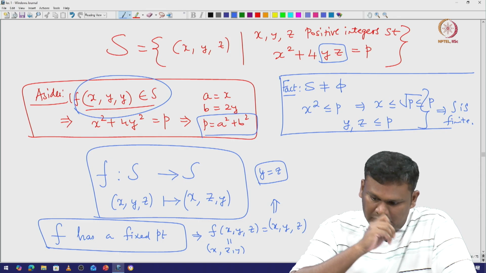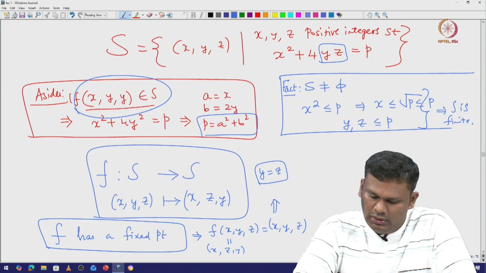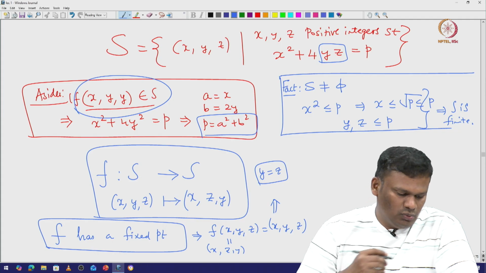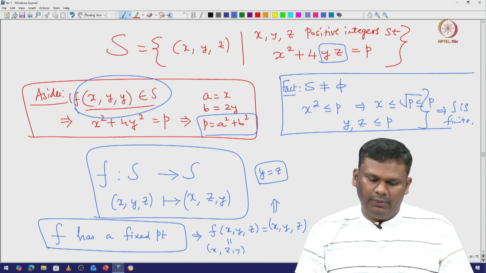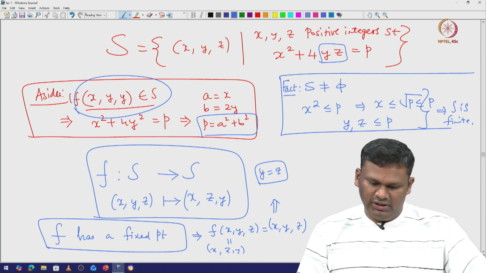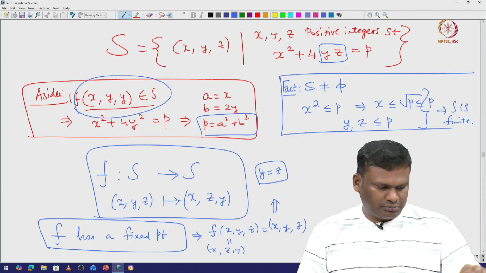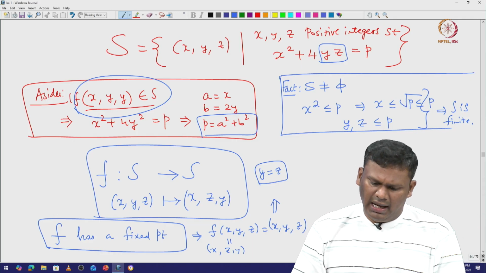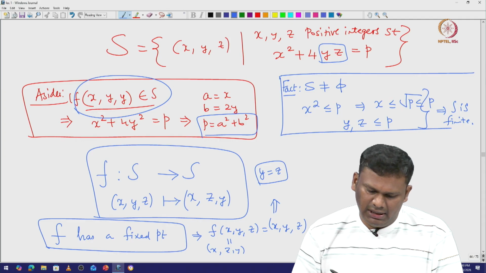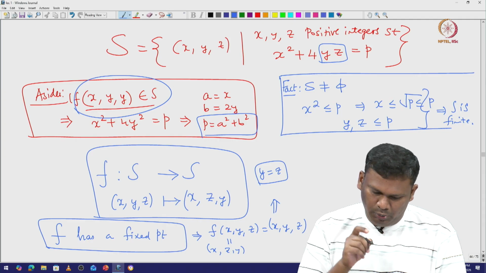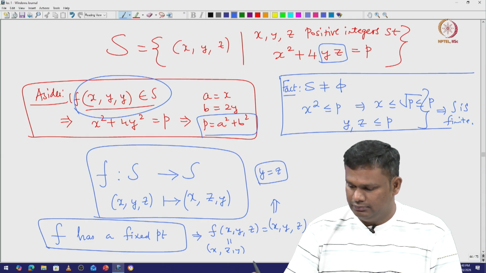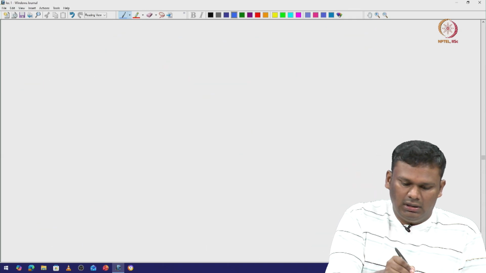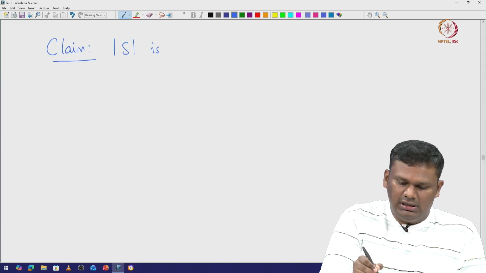Okay. So, now how am I going to do this? To do this, what Don Zagier did, actually he came up with another involution, which is a very nice involution, and using that involution he actually proves that the cardinality of S must be odd. Okay. The claim is that the cardinality of S is odd.